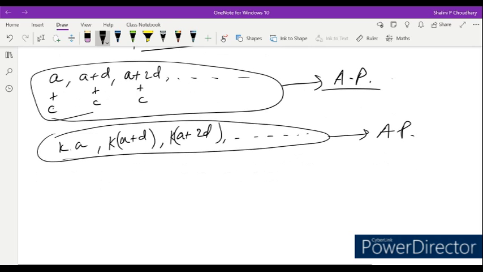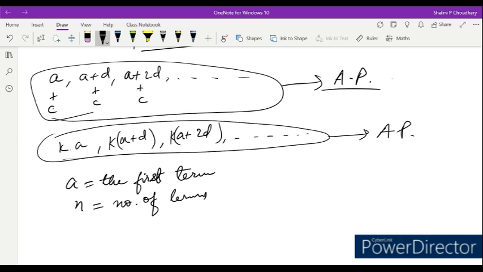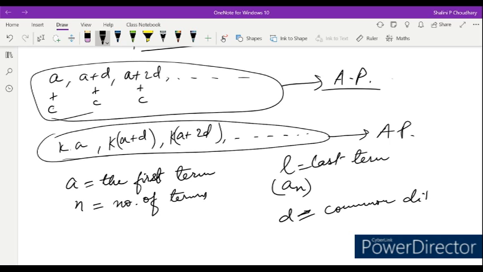Now, let's see some notations. a is the first term, n is the number of terms, and l is the last term. The last term we can also write as an, and sometimes we write tn, the nth term. And d is the common difference. Based on this, we have to solve sums.